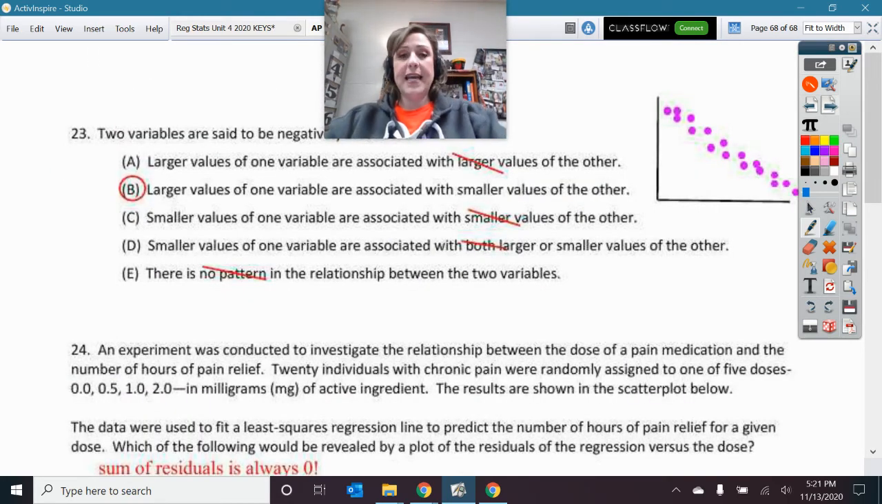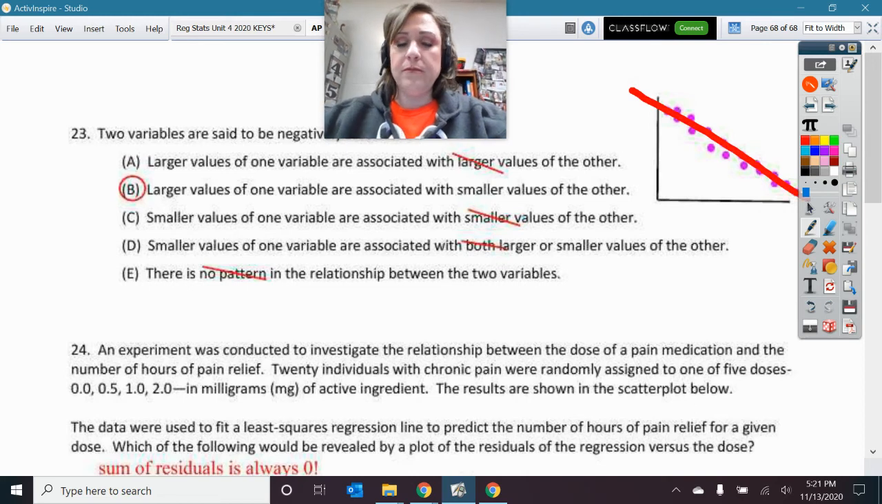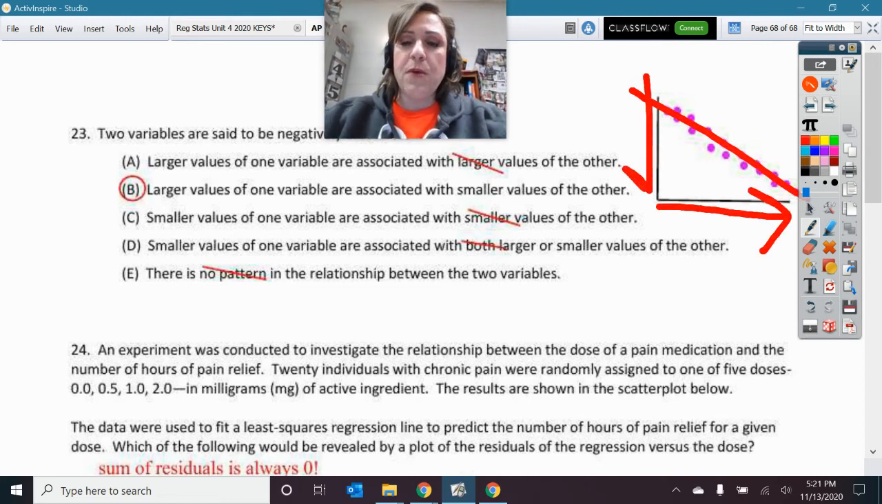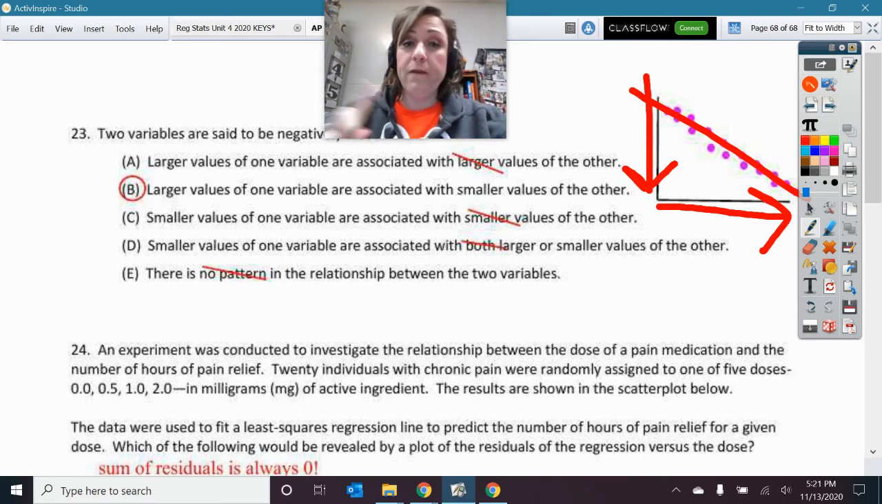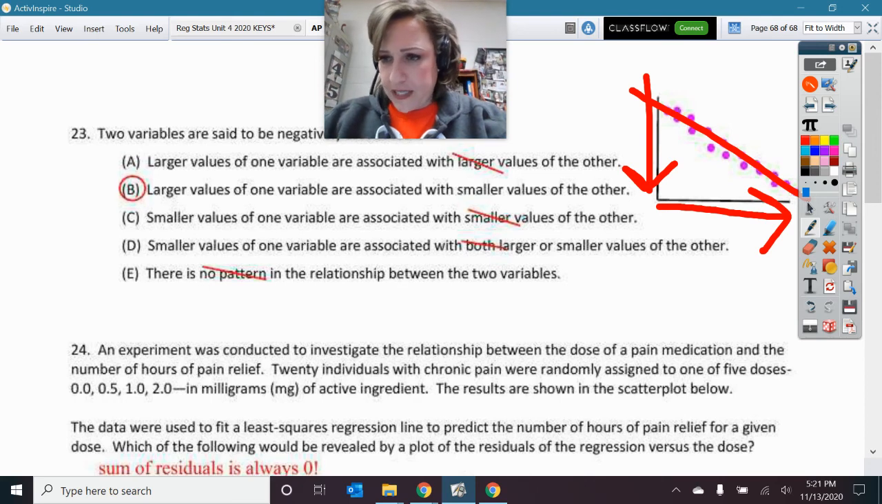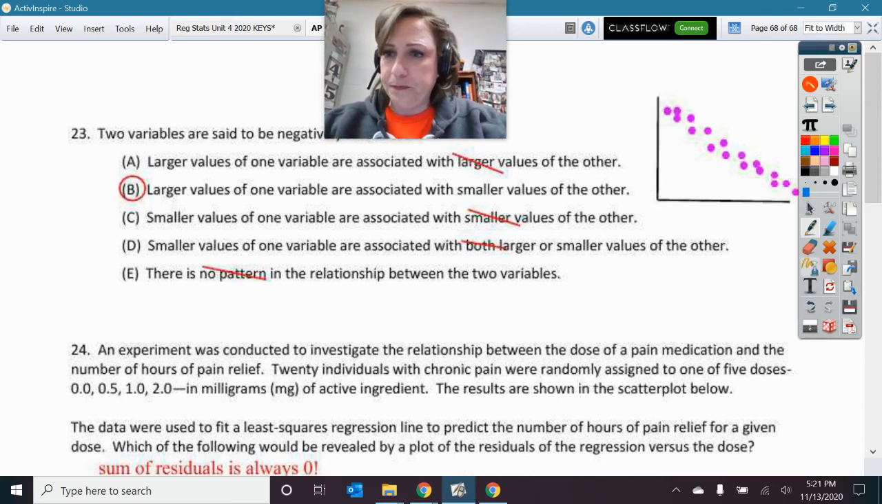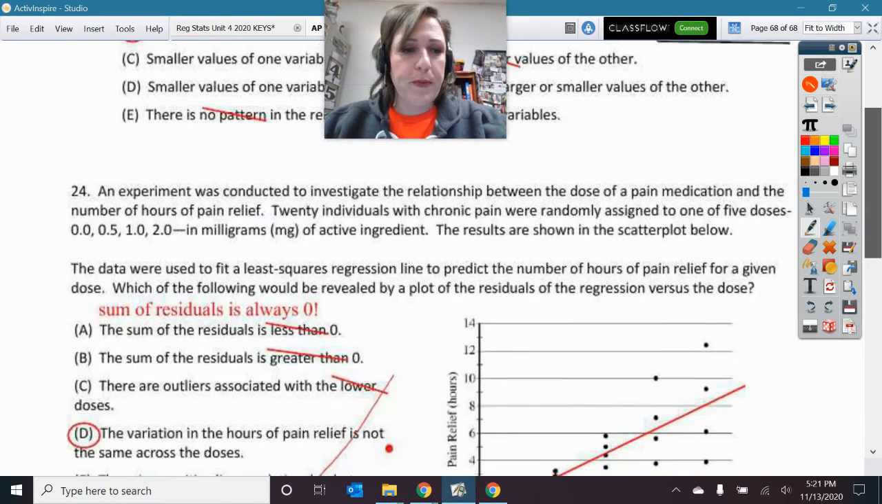All right, having a negative correlation: as the x's get larger, the y's are getting smaller. So as one variable gets bigger, the other gets smaller, or vice versa. We could go the opposite direction with that. If the x's are getting smaller, the y's are getting bigger. All right, hence answer B.